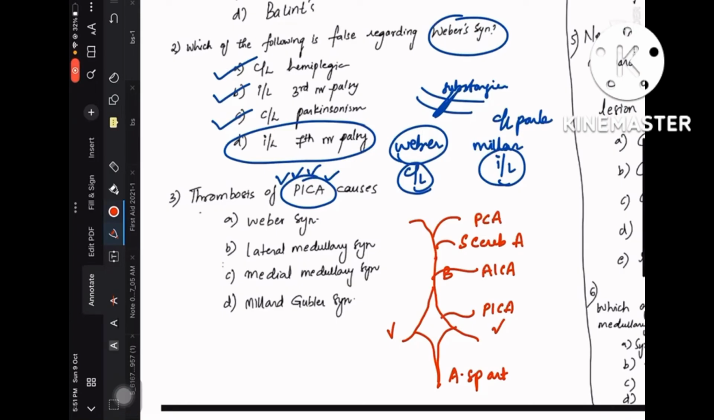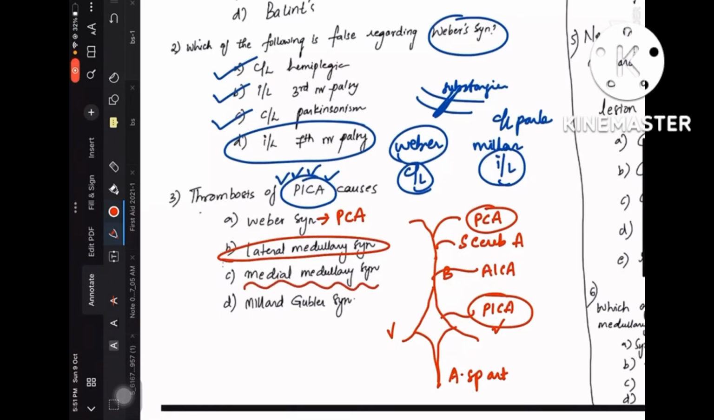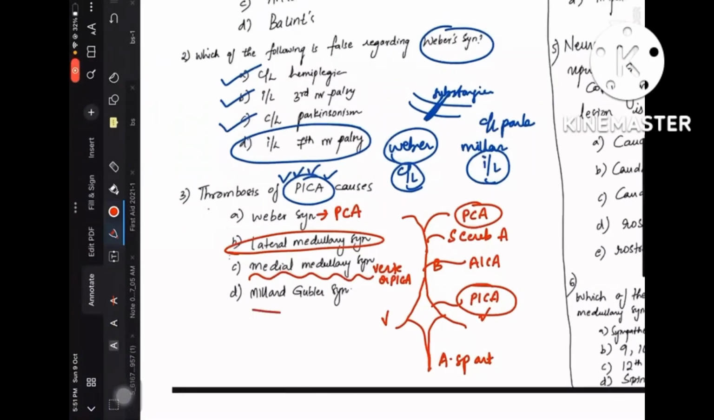So PICA is asked, that is related to lateral medullary syndrome. In Weber syndrome, it is PCA, right? Because it is a midbrain syndrome. And medial medullary syndrome is about the vertebral artery or PICA sometimes. And coming to Millard Gubler, that is pons, right? Millard Gubler is towards the center, like the medial side only. So the answer should be basilar here.